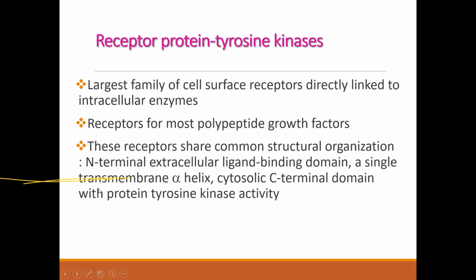And there is a single transmembrane alpha helix instead of 7. The transmembrane helix is only one pass. Another domain of this receptor is the cytosolic C-terminal domain. At this part of the molecule, it is a tyrosine kinase. They have tyrosine kinase activity.